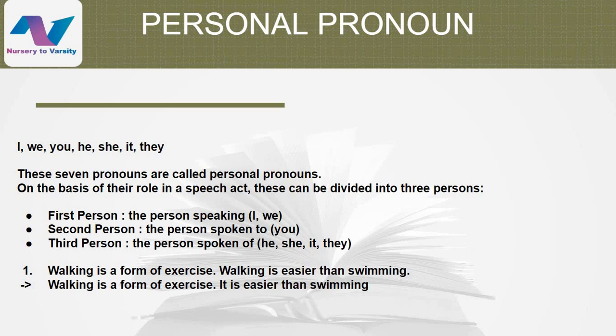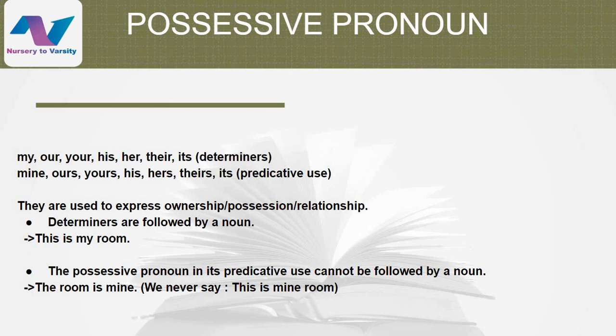Moving on to possessive pronoun are used to express ownership, possession, relationship. But as you can see, we have various possessive pronouns that can be used as determiners, whereas others in predicative use. Determiners are basically the possessive pronouns that are followed by a noun, whereas in case of predicative, they are used in object. They cannot be followed by any noun.